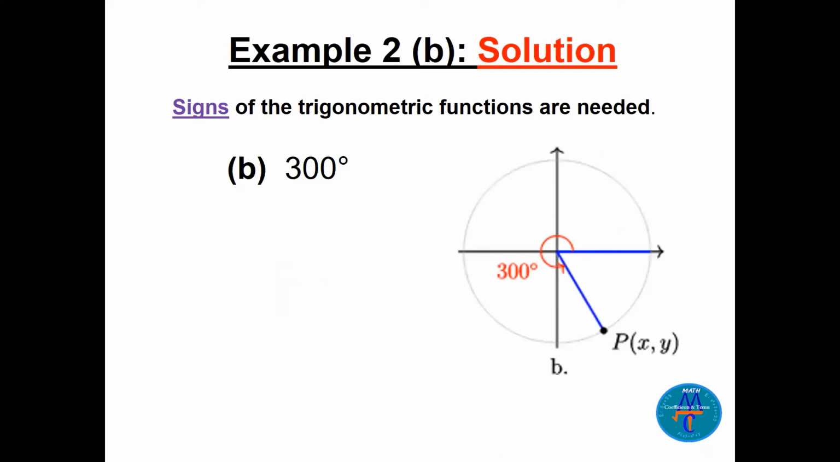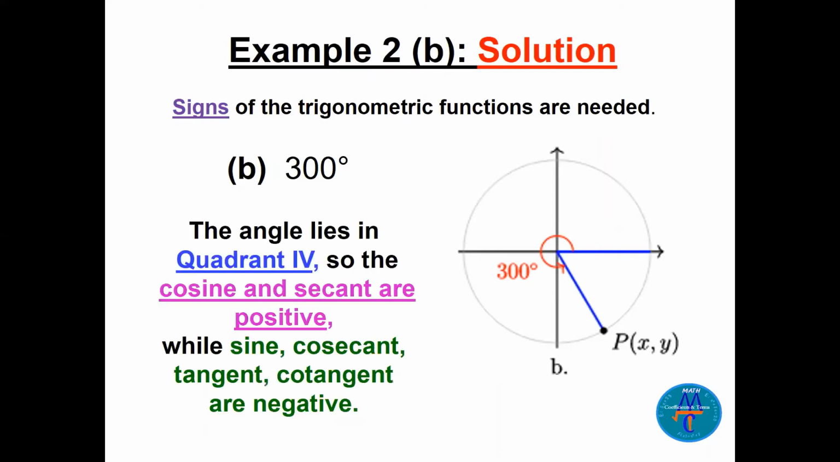Now for the 300, if you draw 300 in standard position, you see that the angle 300 lies in quadrant 4. You see the complete angle 360, so this is 300, less than that. So it's quadrant 4. In quadrant 4, the cosine and the secant are positive because the cosine is x over r and secant is the reciprocal of the cosine. All the other functions are negative.